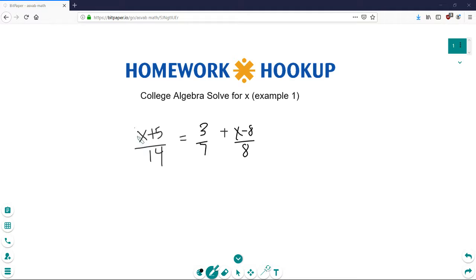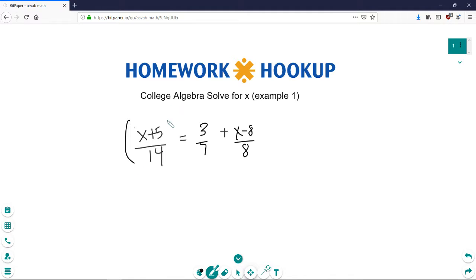And how we do that is we're going to multiply both sides of the equal sign by a number that 14, 7, and 8 have in common. So just as a quick hint, it's the number 56. So 14 times 4 is 56, 7 times 8 is 56, and of course 8 times 7 is 56. So we're going to multiply both sides of the equation by 56.